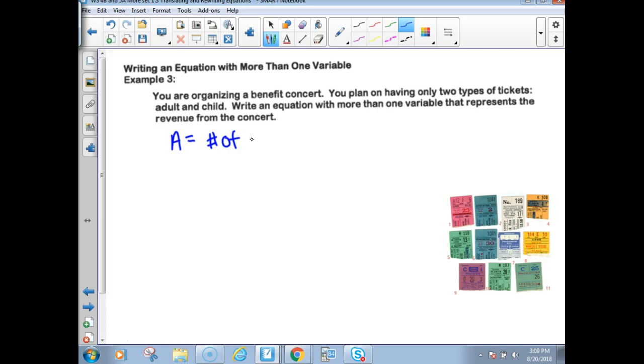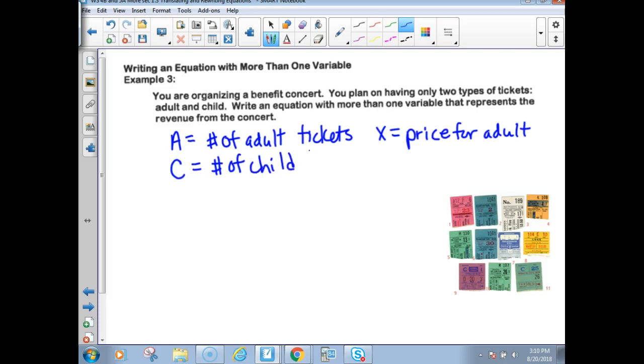where are we? Sorry, I'm just making sure I know what. Actually, we got to talk about revenue. So we're going to need A for the number of adult tickets. And let's let X equal the price for that ticket. And I'll use a C for the number of children's tickets. And I'll let Y equal the price for a child. All right. So if revenue, or what you're going to take in, R would be the revenue.